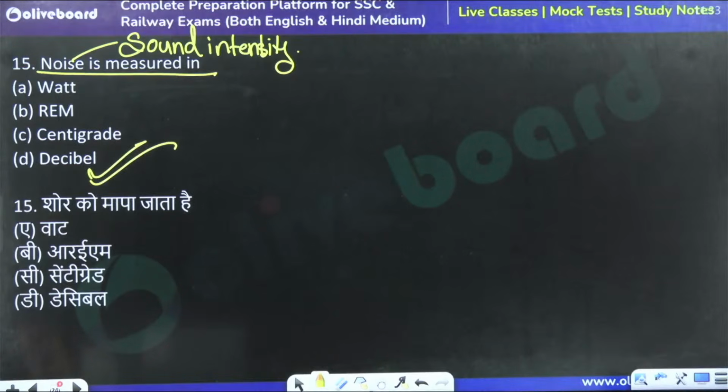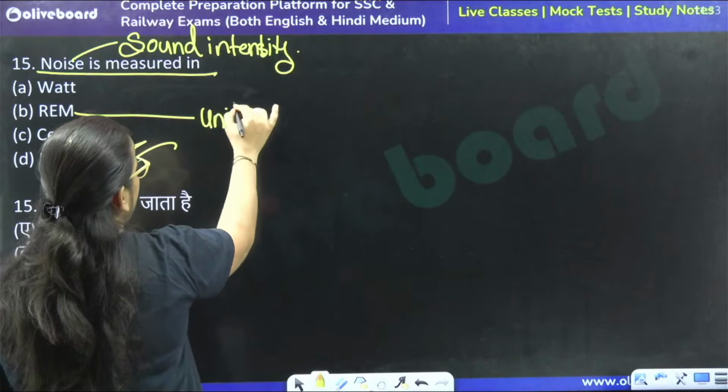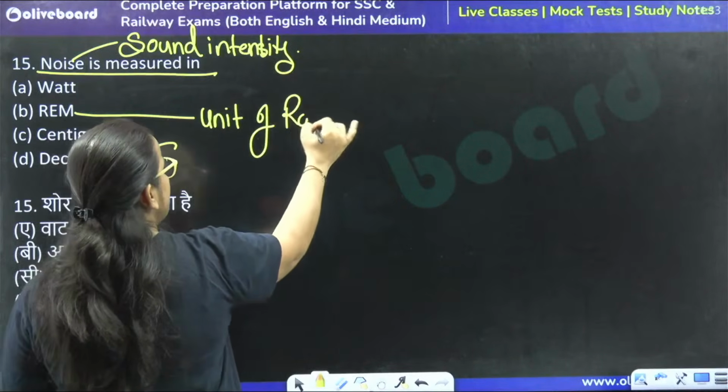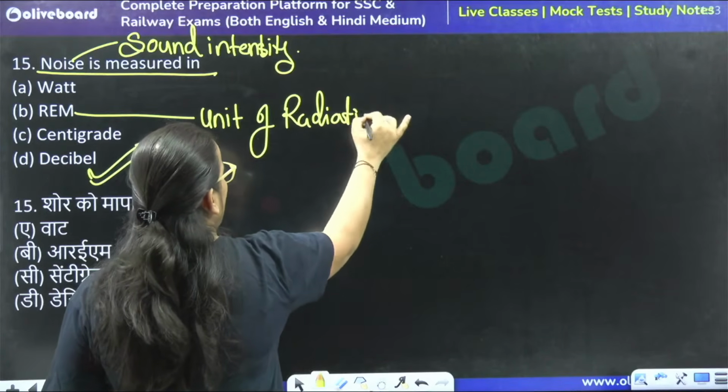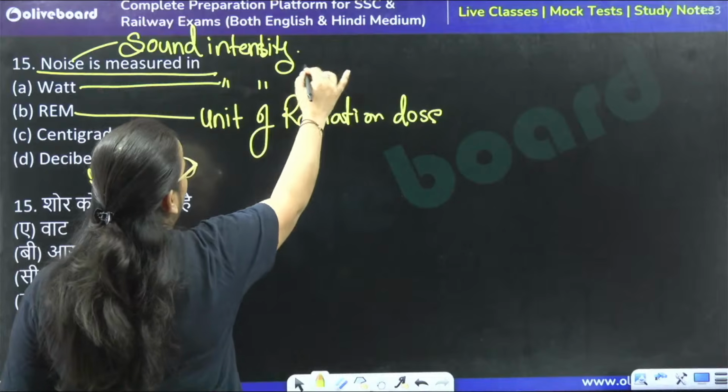What is the unit of power? REM is the unit of radiation dose. This is the unit of radiation dose, and that one is a unit of power.